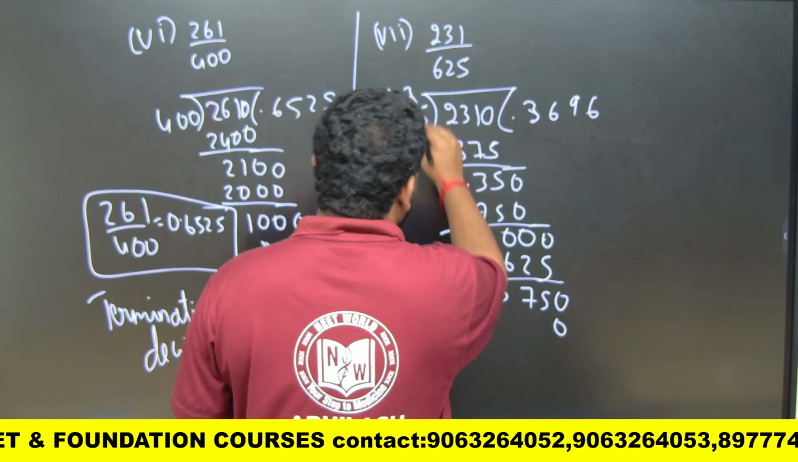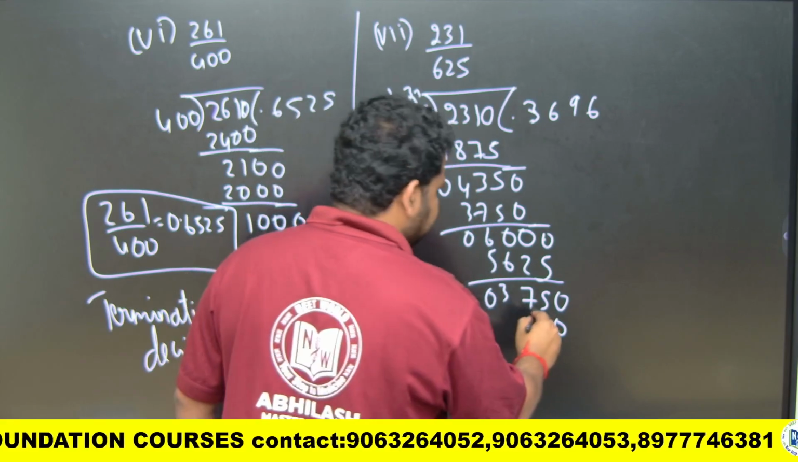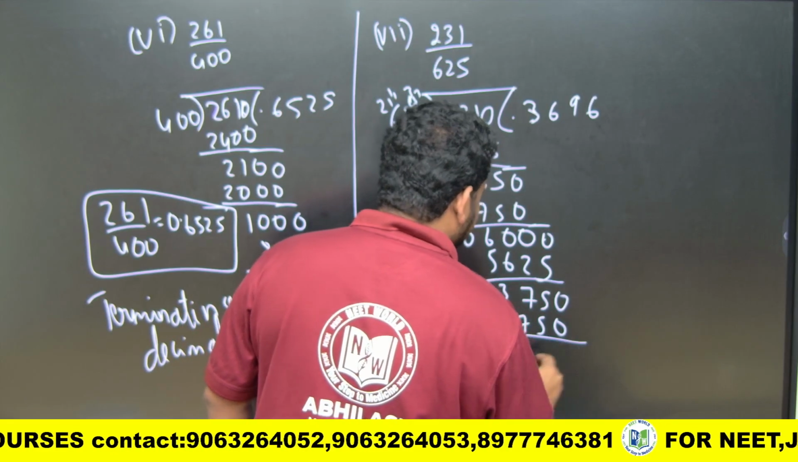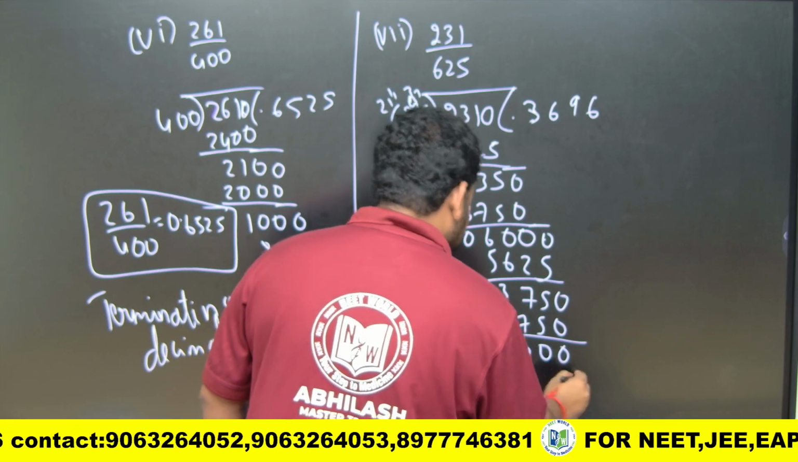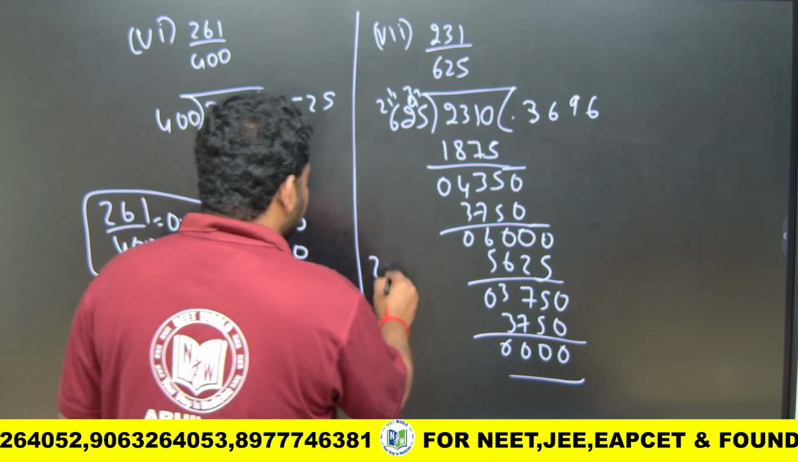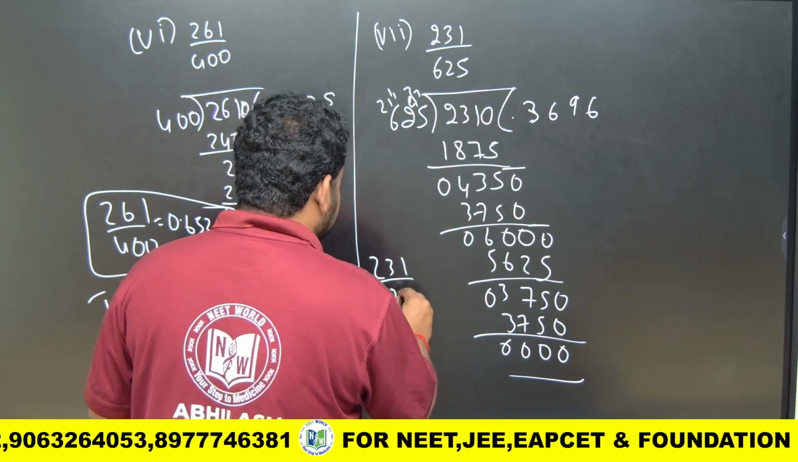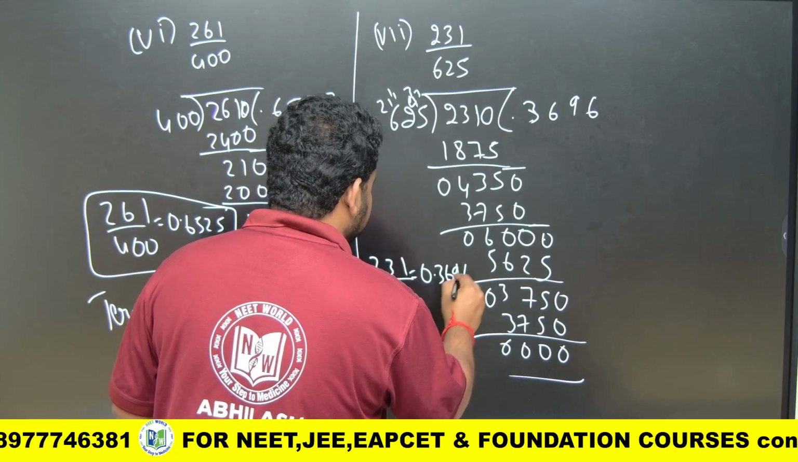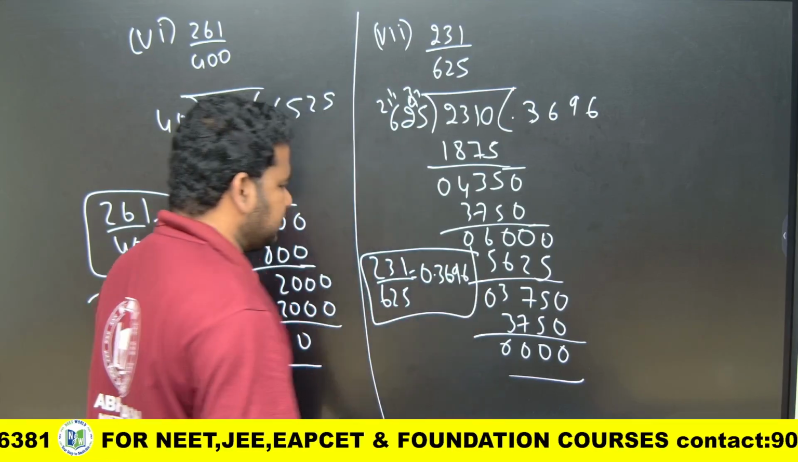6 fives are 30. 6 twos are 12. 12 plus 3 is 15. 6 sixes are 36. 36 plus 1 is 37. Okay, this will become what, friends? 0 0 0 0. So what did we get? 231 by 625 is equal to 0.3696. 0.3696 is the answer to this question.